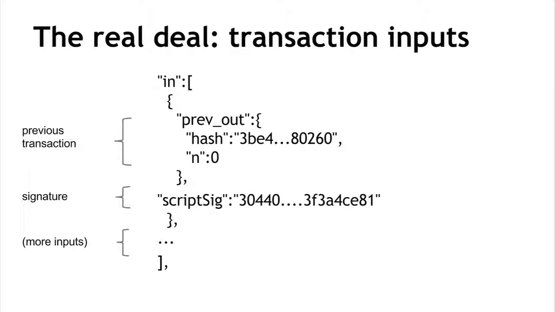The inputs specify a previous transaction specifically, so they have the hash of the previous transaction or a hash pointer to it, and the index of which output from that transaction you're actually claiming. And then there's a signature. Remember that we have to sign to show that we actually have the ability to claim those previous transaction outputs.